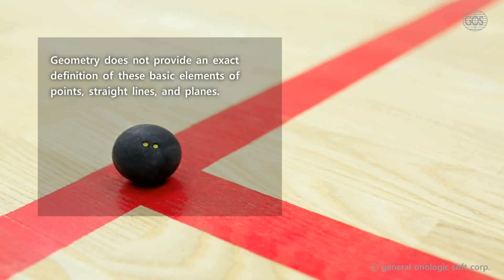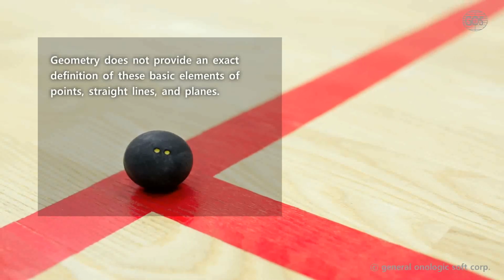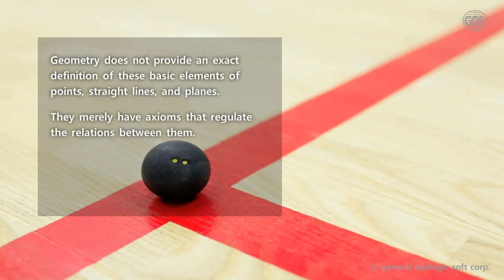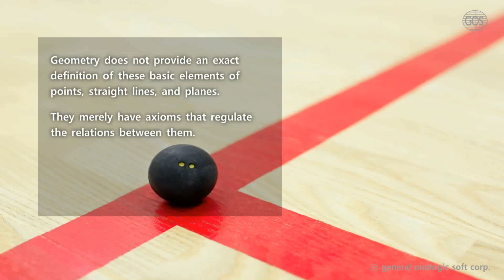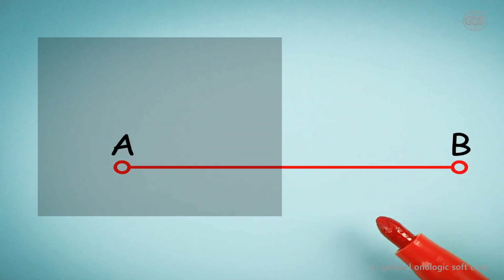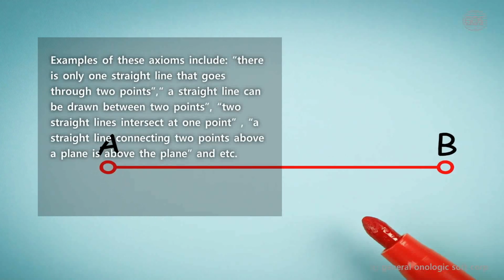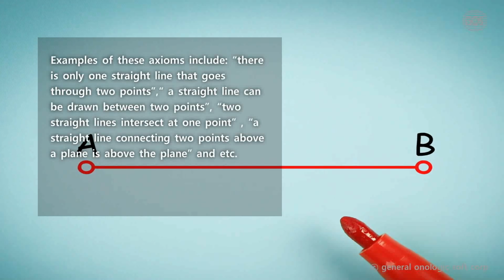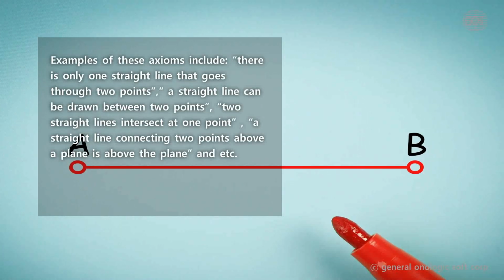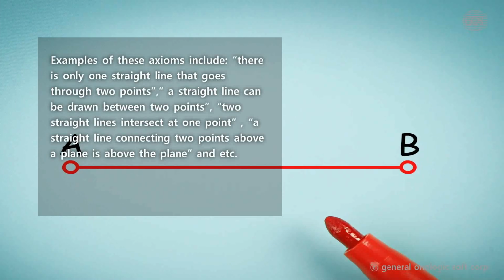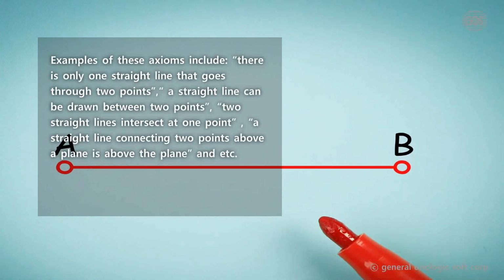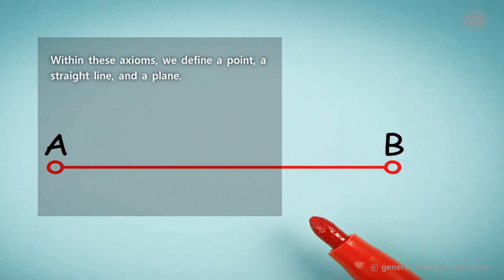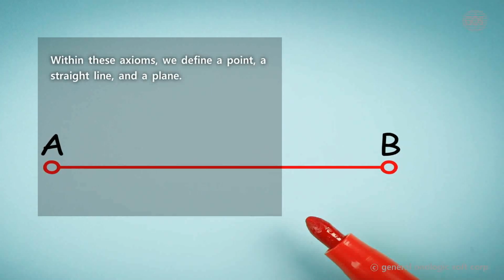Geometry does not provide an exact definition of these basic elements of points, straight lines, and planes. They merely have axioms that regulate the relations between them. Examples of these axioms include: there is only one straight line that goes through 2 points, a straight line can be drawn between 2 points, 2 straight lines intersect at 1 point, a straight line connecting 2 points above a plane is above the plane, and so on. Within these axioms, we define a point, a straight line, and a plane.